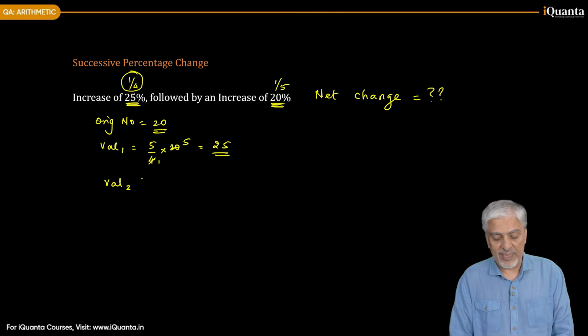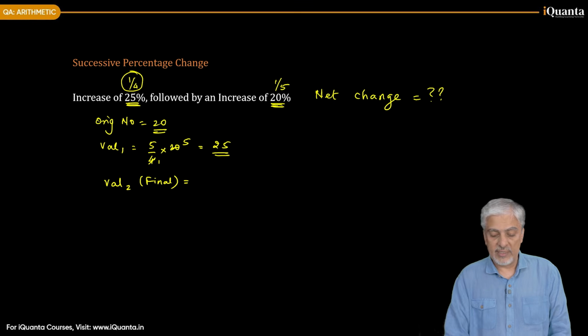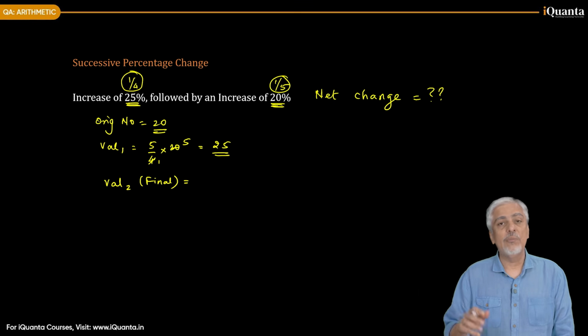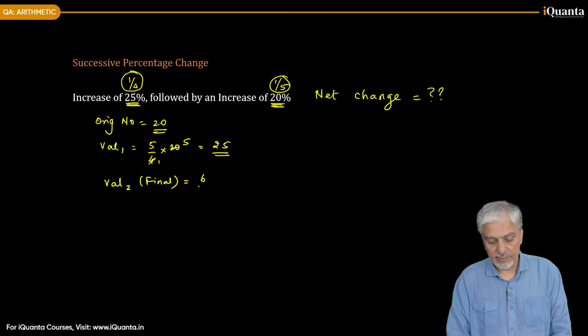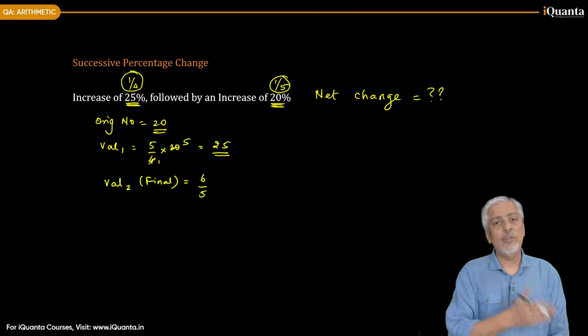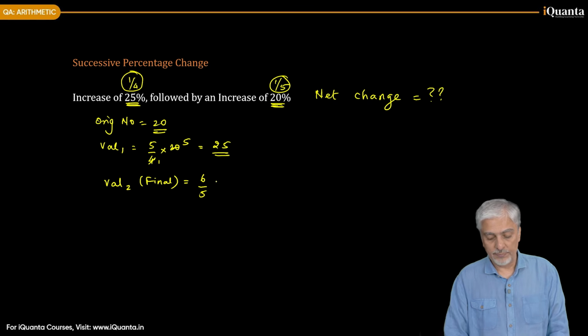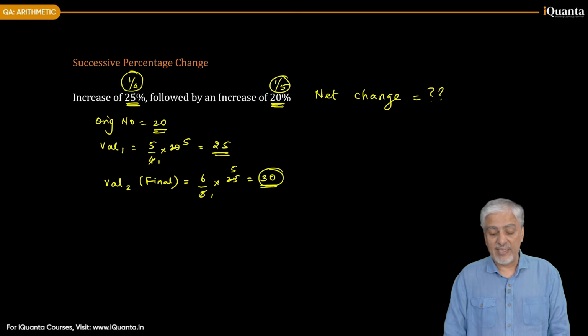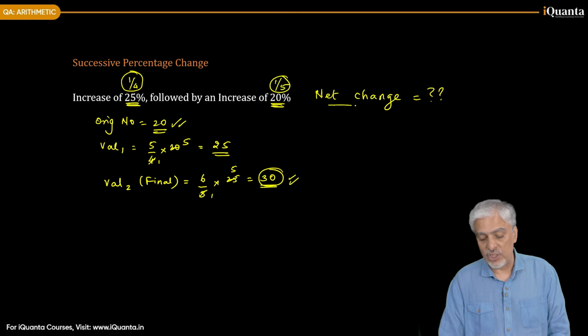Value 2 or the final value after the second change will become, it is increasing by 1 by 5. So it will become 6 by 5. Right? For people who don't understand how 1 by 5 is becoming 6 by 5, should have a look at the previous video also. So 6 by 5 of 25, that will be 5 1s are 5, 5 5s are 25, and 6 5s are 30. So that's the final value. Now, which means originally 20 has now become 30.